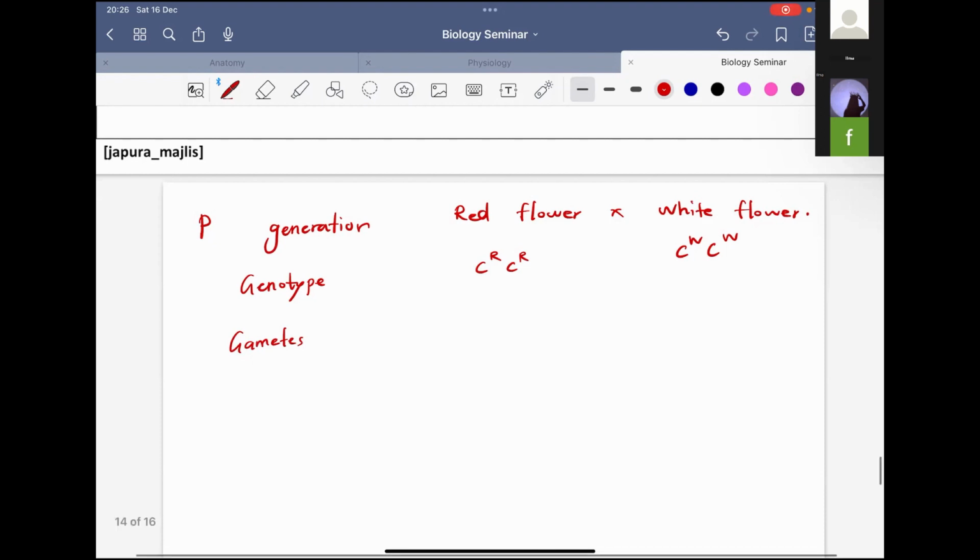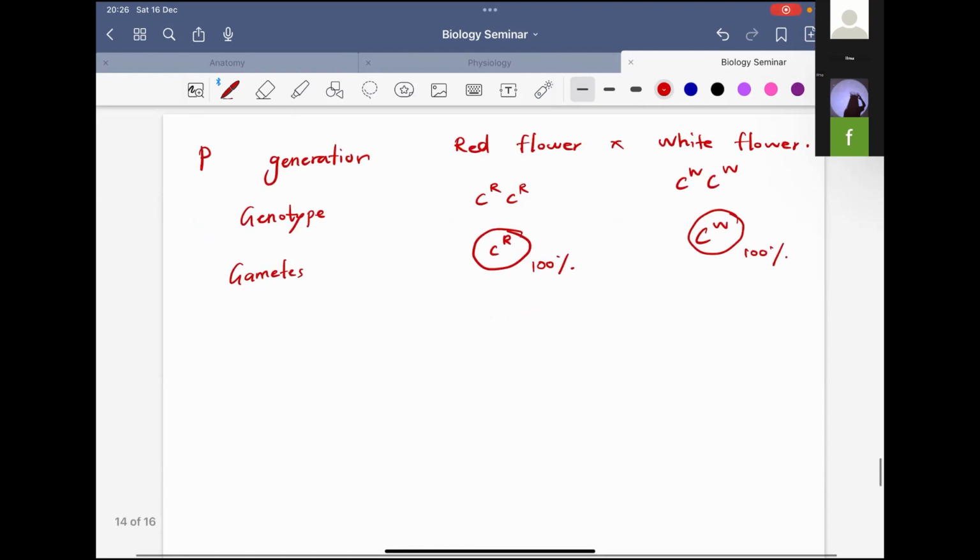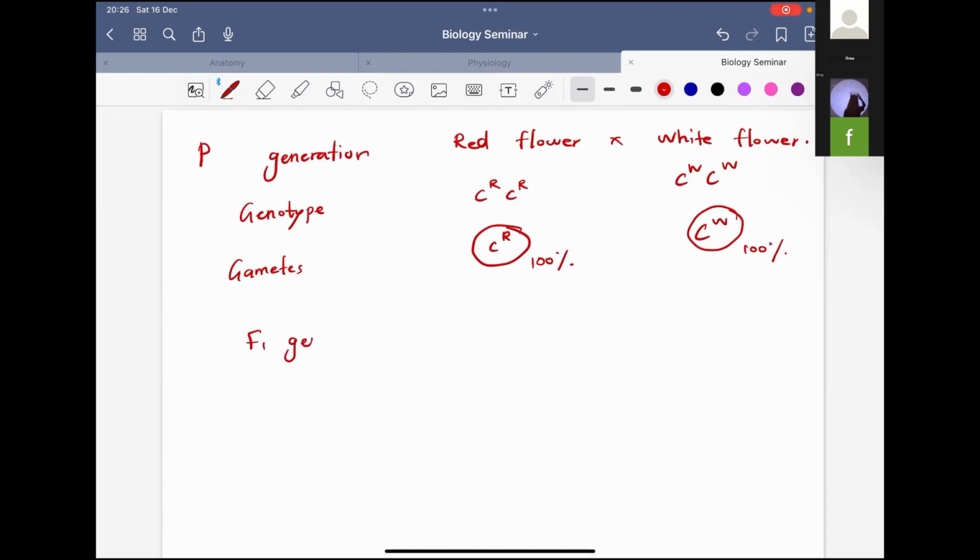Be careful in writing. Here, the gametes are completely CR, so you can write CR, which is 100%. Here again, CW is 100%. Don't forget to circle it. Now you will get the F1 generation. What will you get? CR CW. Now there is a mix of both. So what is the color you will get? Here you will get pink color.